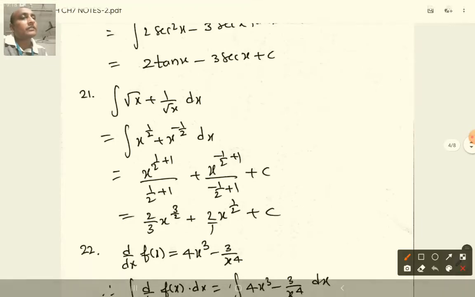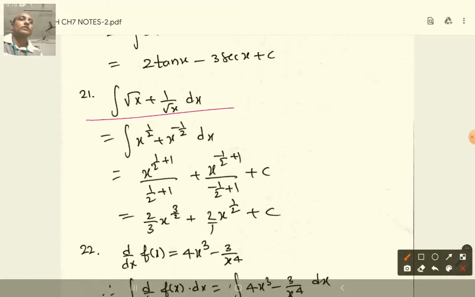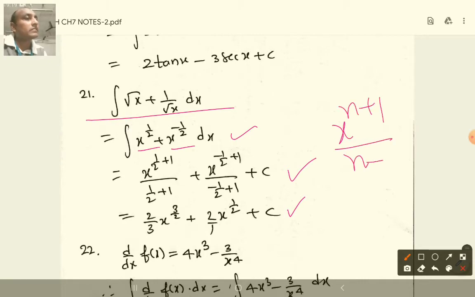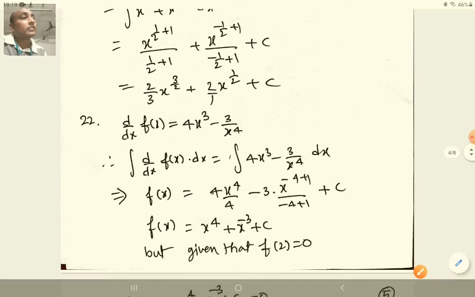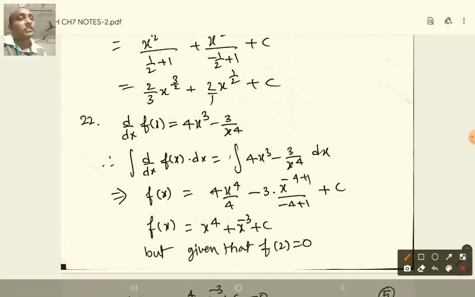Next, look at this now. Integration of root x plus 1 by root x, write as single exponent: x power 1 by 2 plus x power minus 1 by 2 into dx. Then apply the formula as it is, the x power n plus 1 by n plus 1 formula. Then you get the required answer. Right, next question. 22nd question is a multiple choice type question. d by dx of f of x is given, and also f of 2 is equal to 0 is given, and what will be f of x.